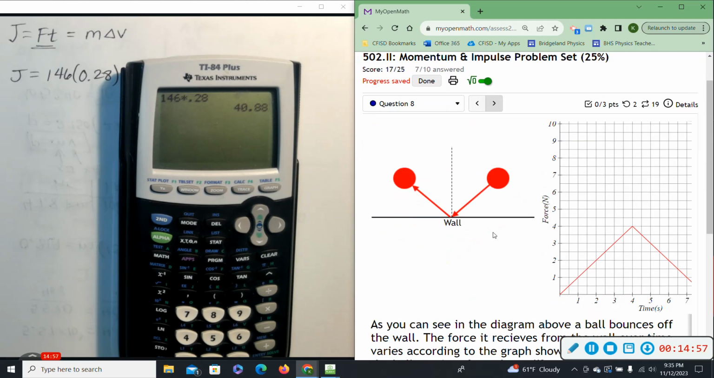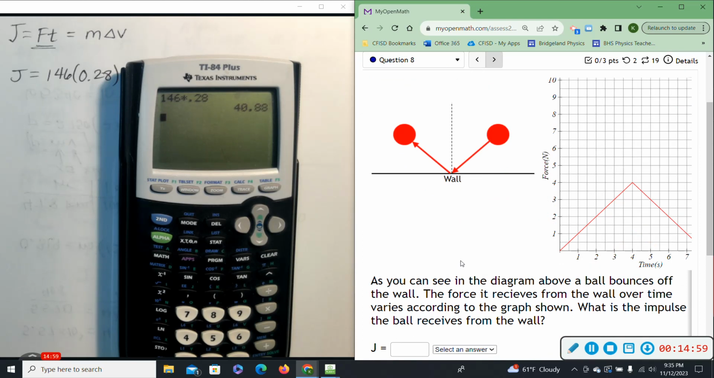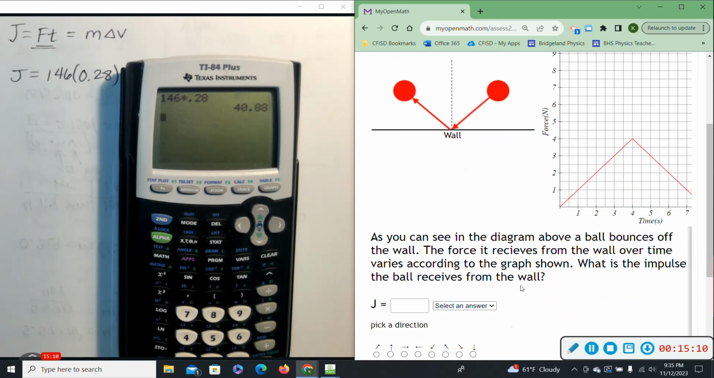All right, question number 8 says, as you can see in the diagram above, a ball bounces off of the wall. The force it receives from the wall over time varies according to the graph shown. What is the impulse the ball receives from the wall?